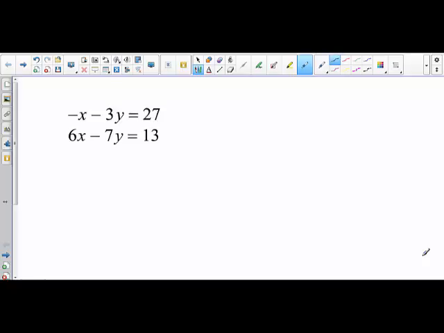Today, we will be looking at solving a system of equations using elimination. The goal when using elimination is to try to get the coefficients of either the x variable or the y variable the same number but opposite signs. In this example, we have 6 and then we have negative x, or negative 1x.